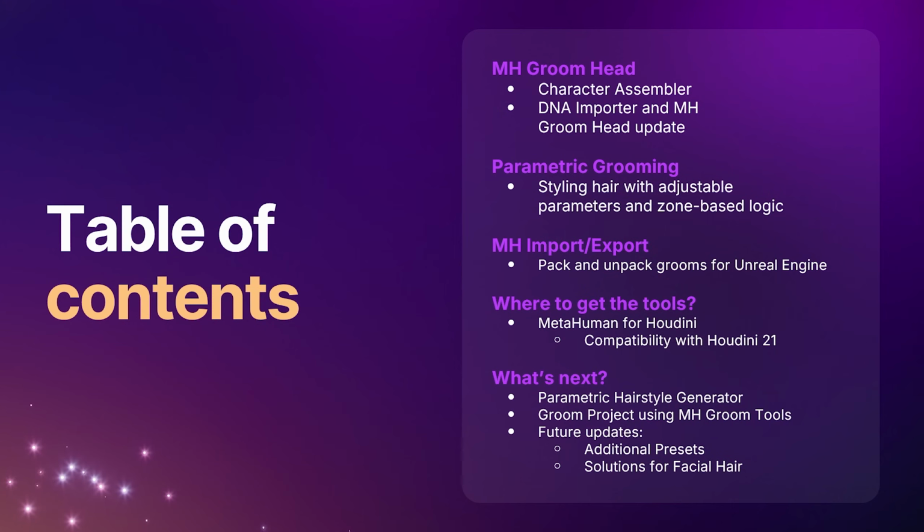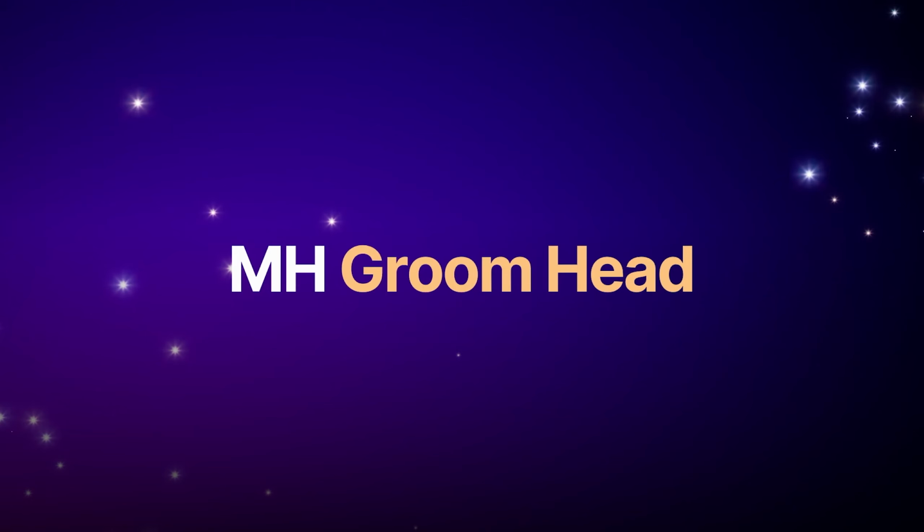Before we look at the tools in action and build a custom groom as I speak, here is a quick overview of what we'll see today. We'll start with the update of the MetaHuman Groom Head HDA that is already available on Fab. From there, we'll move to the parametric grooming, and we will build a groom at the same time. And next, we'll look at the MetaHuman export and import processes. And we'll also cover where to get the tools and what's coming next for the team. So let's start with the MetaHuman Groom Head tool update.